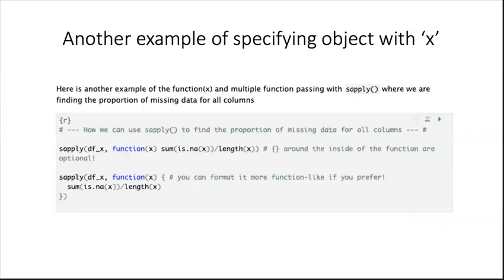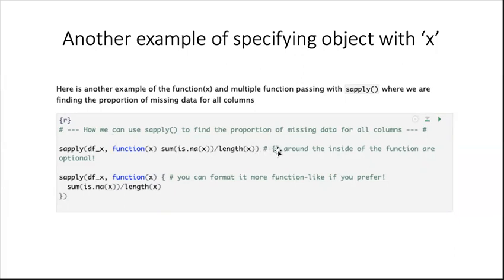Here's just another example of specifying the object with X. So we can use sapply to find the proportion of missing data for our columns. And again, we're using those nested functions, and we also want to know what the length of X is as well. So we are saying apply this function on X, that's what's being supplied here. And here are our nested functions, and we're just specifying what we're actually operating on.